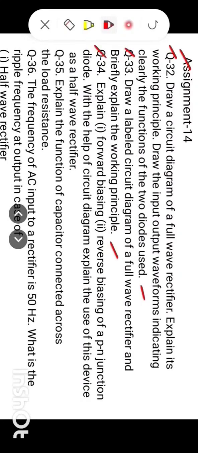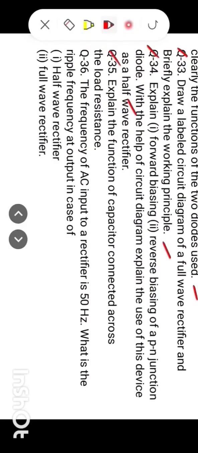Question number 34. Explain 1, forward biasing, 2, reverse biasing of a PN junction diode. With the help of a circuit diagram, explain the use of this device as a half wave rectifier. Question number 35. Explain the function of the capacitor connected across the load resistance. Question number 36. The frequency of AC input to a rectifier is 50 Hz. What is the ripple frequency of output in the case of a half wave rectifier, and second, a full wave rectifier?